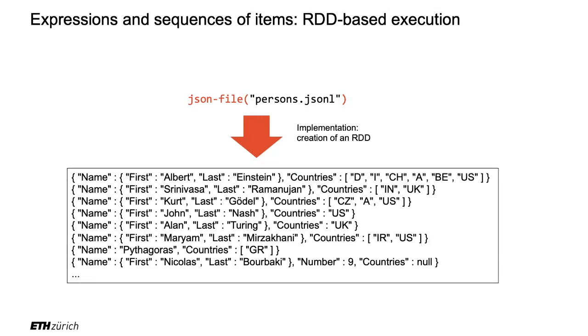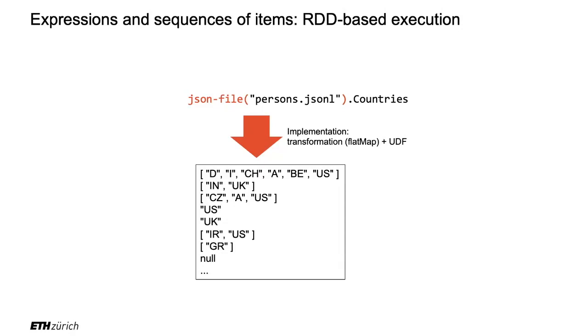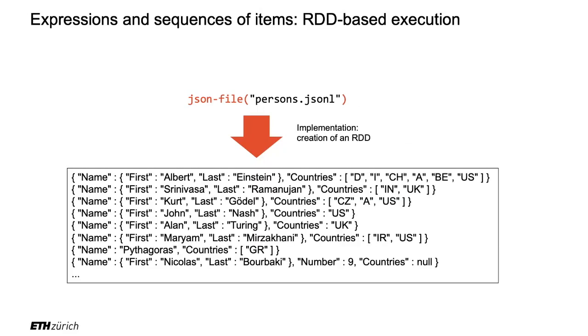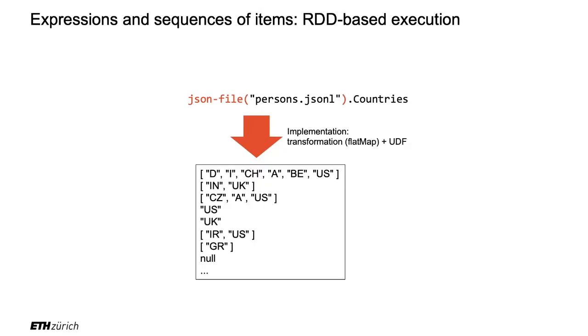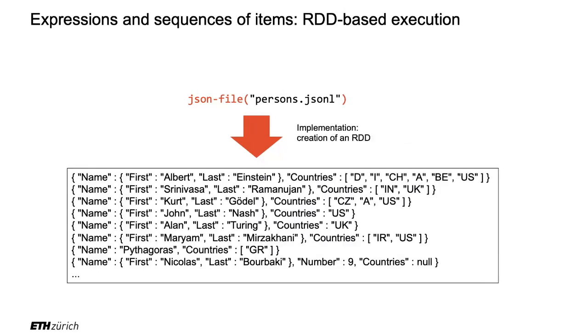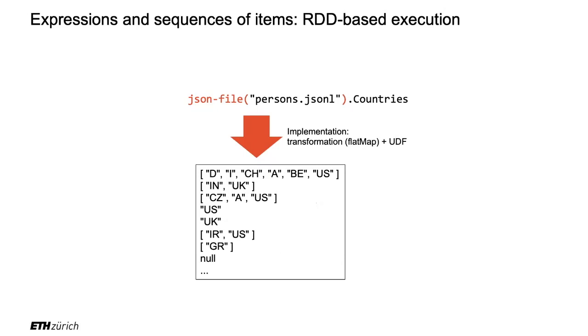And then imagine that you navigate dot countries. This is not going to be done with a Volcano iteration in that case, because we have an RDD. This is in fact going to be a flat map. So RumbleDB is automatically generating a flat map transformation on this RDD in order to navigate to the countries arrays there and flatten back everything. Flatten because sequences are always flat. That's the reason it's always a flat map.